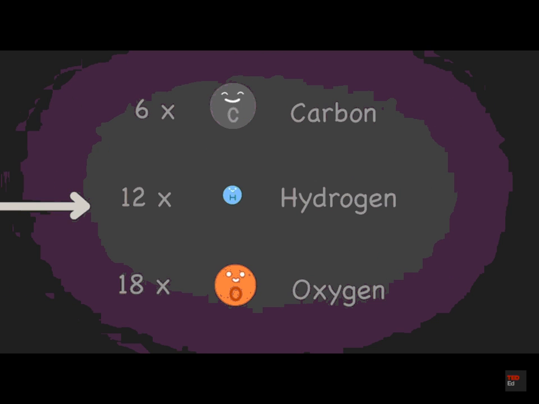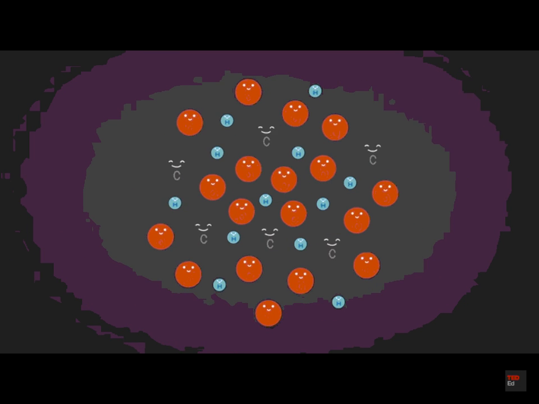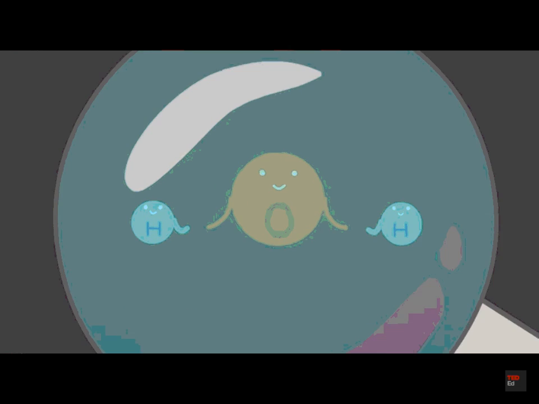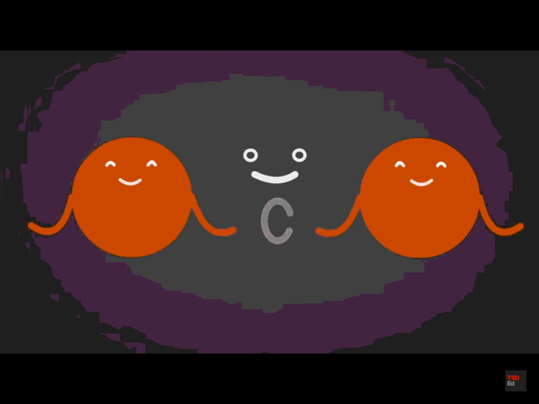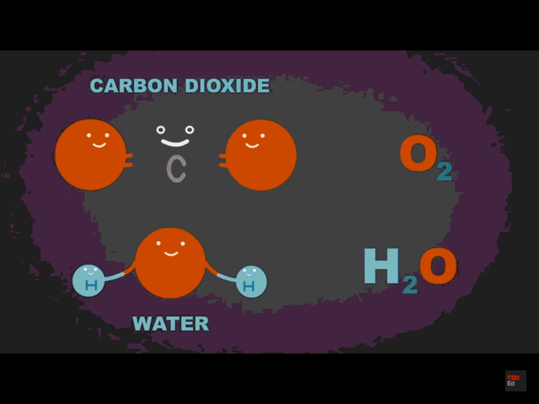Here we have 6 carbon atoms, 12 hydrogen atoms, and 18 oxygen atoms. With a little energy, our molecules can really get moving. These atoms can bond together to form familiar molecules. Here's water, and here's carbon dioxide. We can't create or destroy mass. We're stuck with what we've got. So what can we do?